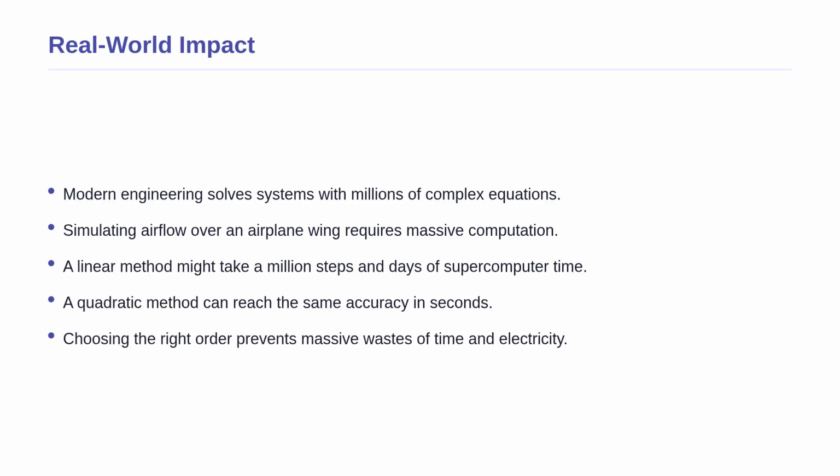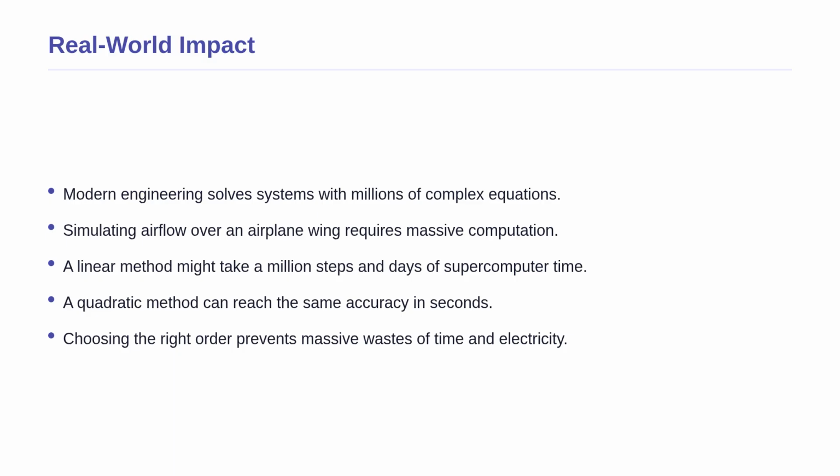If an engineer chooses a linear method, it might take 1,000,000 steps to reach an acceptable error, consuming days of expensive supercomputer time. However, a quadratic method might reach that exact same accuracy in just 10 steps, finishing the job in mere seconds. Understanding the order of convergence allows engineers to choose the most efficient algorithm, preventing massive wastes of time and electricity.